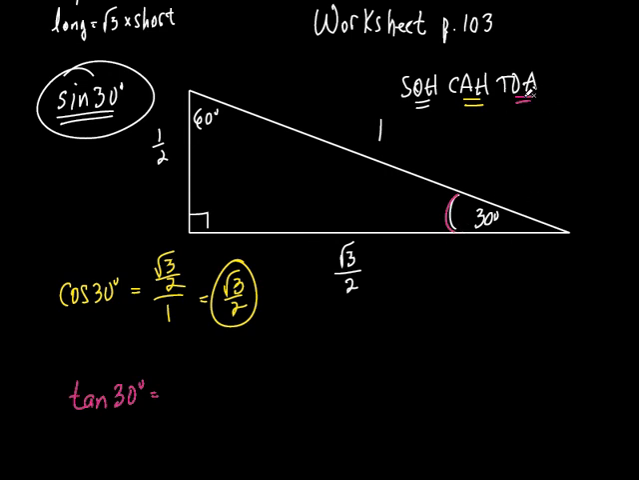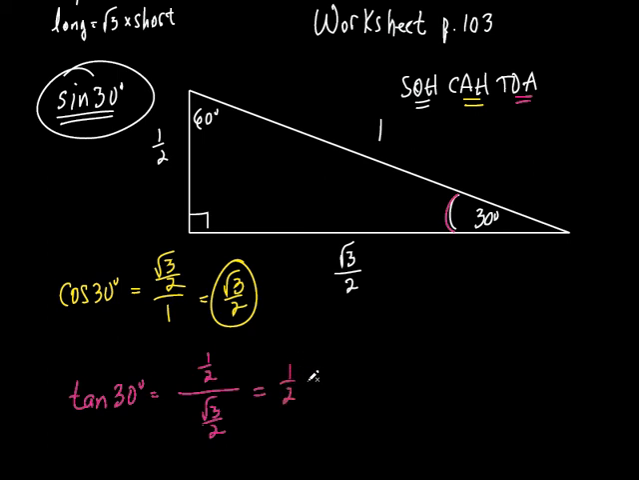Let's do the tangent. The tangent is the opposite over the adjacent. So the opposite is a half over the adjacent, which is the square root of 3 over 2. Now again, that's a little more complicated than we did right here. Dividing by 1 was easy because you really didn't have to do anything. But this takes a little bit of extra thought, not much. Just watch what we do here.